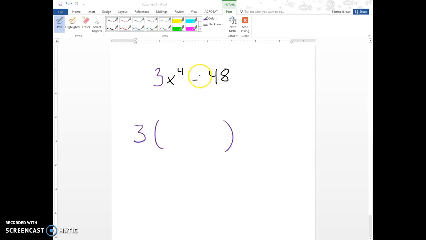I'm going to put my brackets down, and I'll put that minus sign down. After that, we're going to divide each term by the GCF. So I'm going to divide each term by 3, and I'm going to put the resulting answers inside the brackets. So here, 3 divided by 3 is gone. I'm left with x to the 4th, and over here, this is going to equal 16.